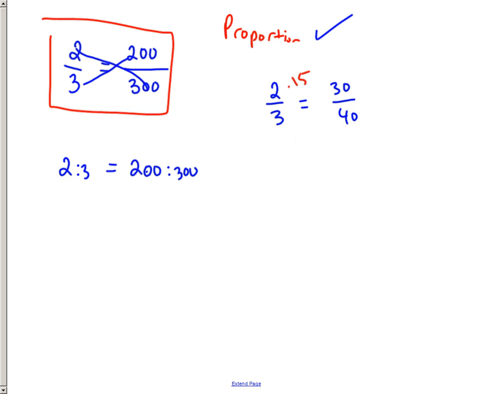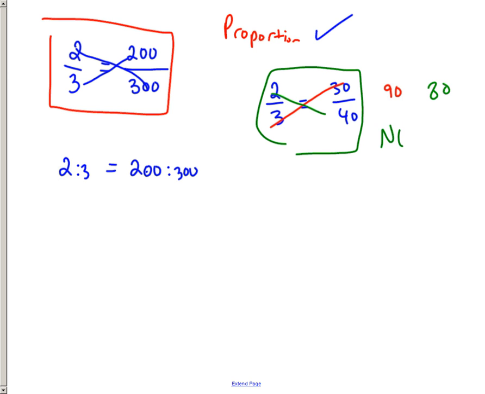Then you can also do the cross multiplication way, multiplying the diagonal numbers. 3 times 30, so there we go. 3 times 30 is 90, but 2 times 40 is 80. Does this setup of these two ratios make a proportion? No, because you don't get the same product. Over here, yes, because you both got 600 when you did the cross multiplication, so yes, this would make a proportion. And that's what it comes down to.